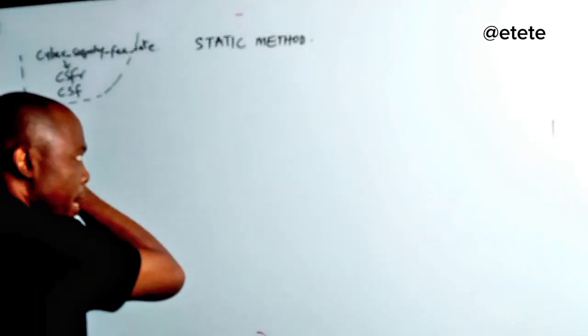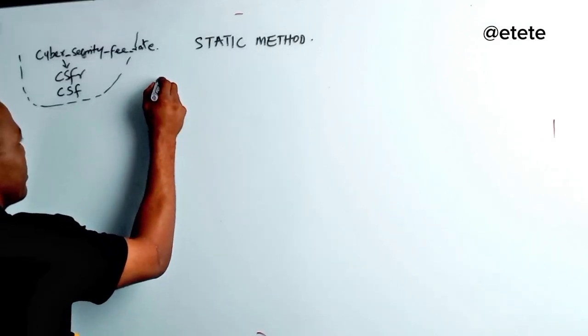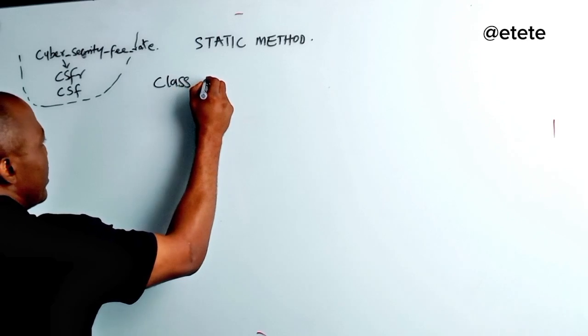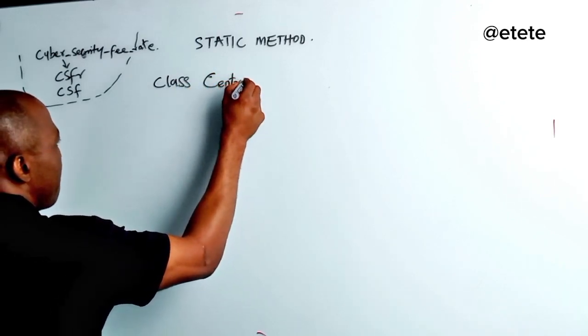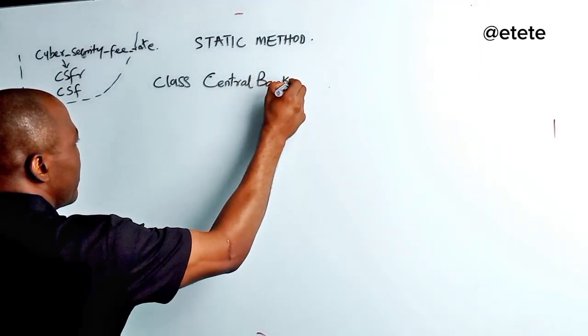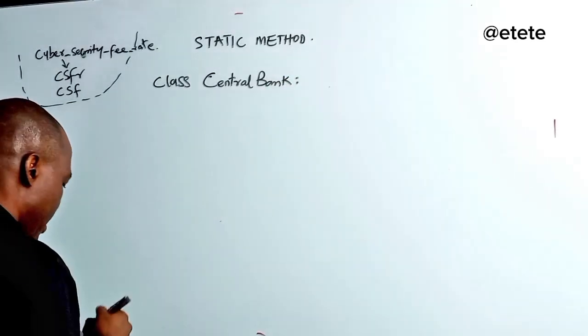So now I'm going to write my program. I'll write my class. I'll say class central bank. So that's my class, central bank.